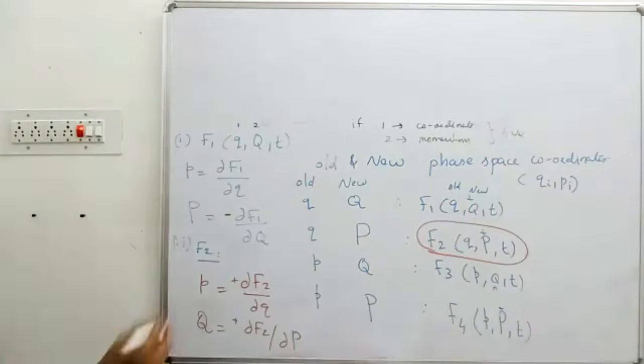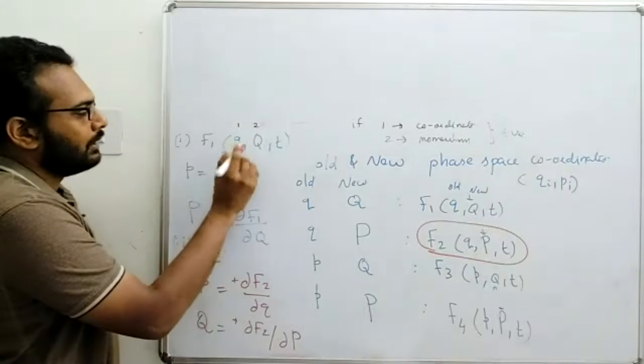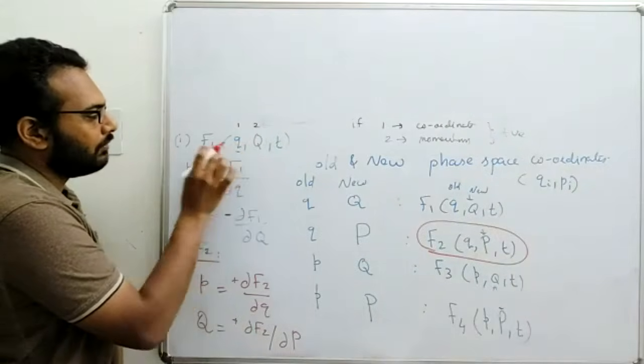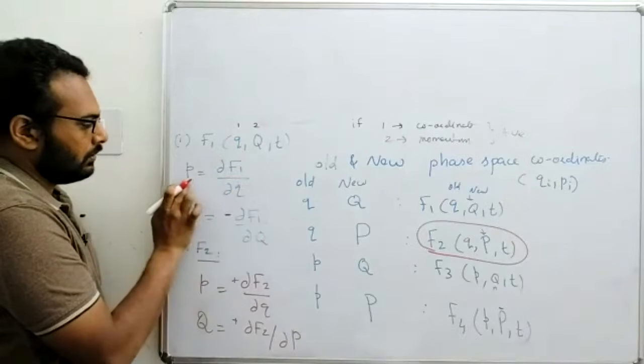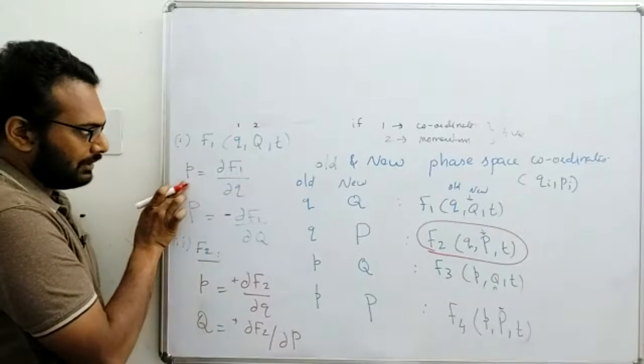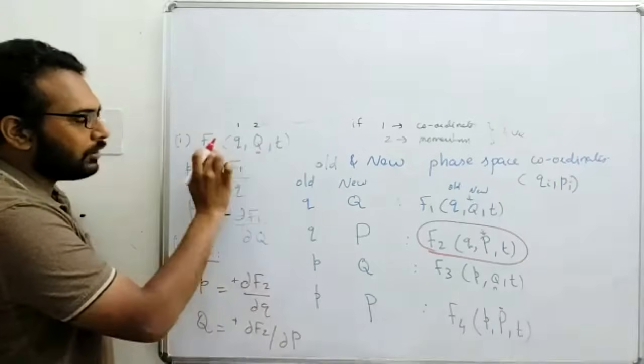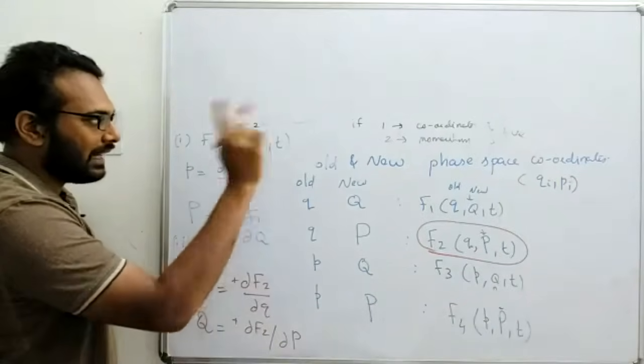If it is q here, we can only find dou f1 by dou q. Okay. Then you get p. If it is capital Q here, you can find dou f1 by dou capital Q. That's capital P.